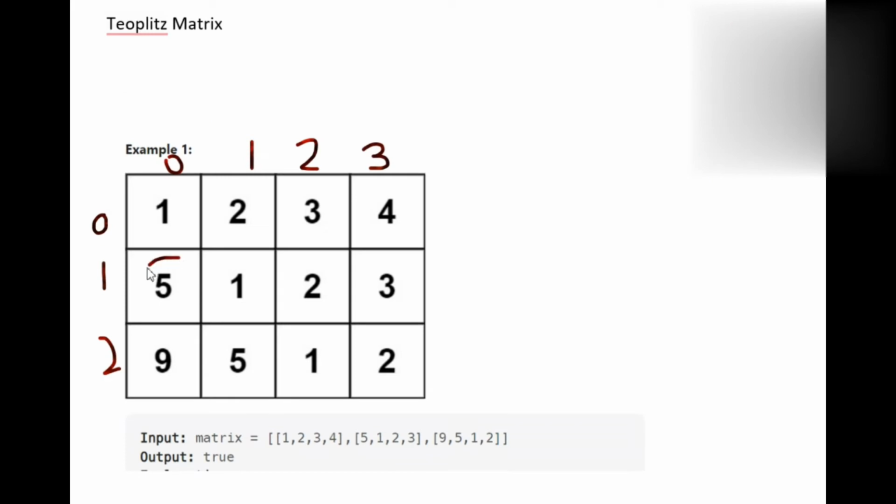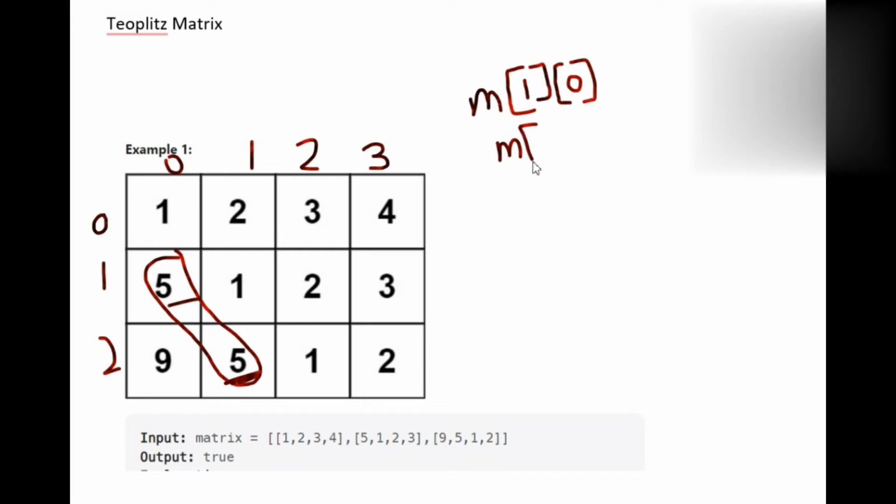Suppose we are checking this diagonal element. So the index of this 5, the name of the matrix is M, so M of 1 and M of 0. This is the index of 5. Now for this 5, the index of this element should be 2 1. How can we access this element? Through indexing, and the index of this 5 is 2 1.